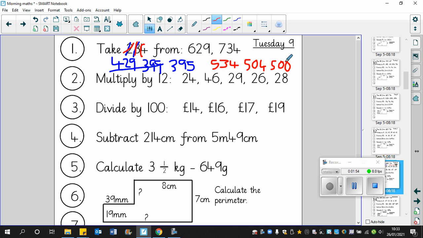Okay, so hopefully some of you will have noticed that we've got a 34 there and we've got a 34 there, and so that's why we've got an exact round number for 500.